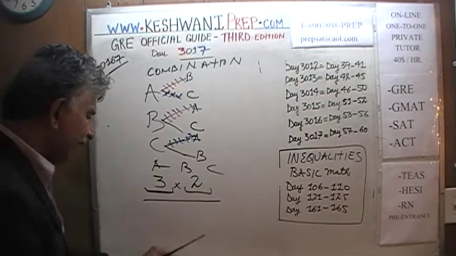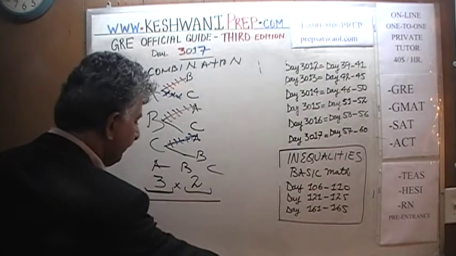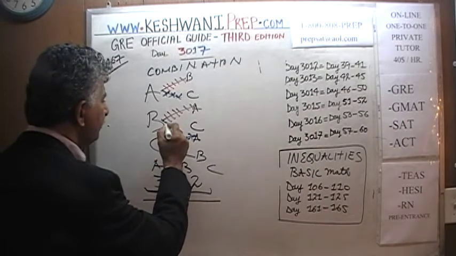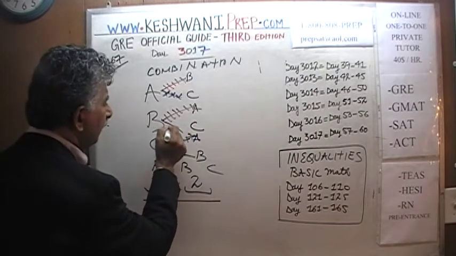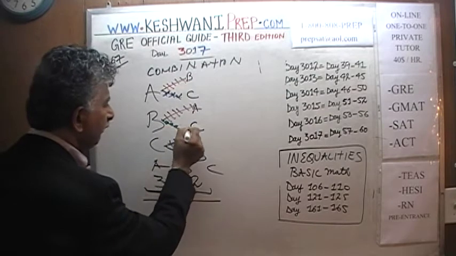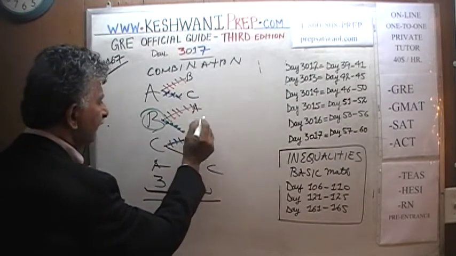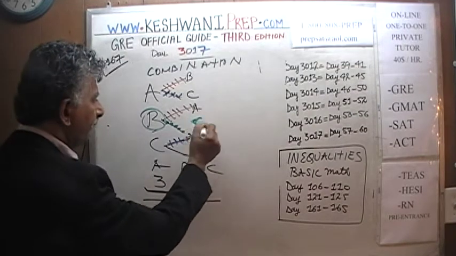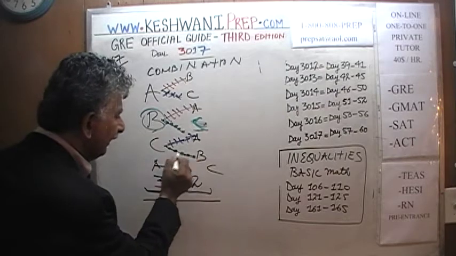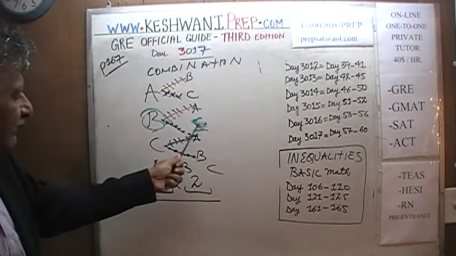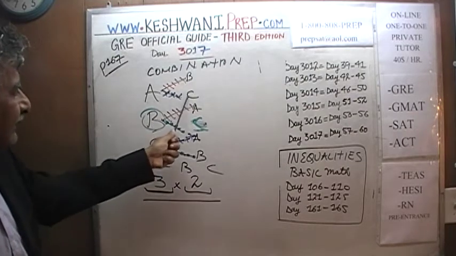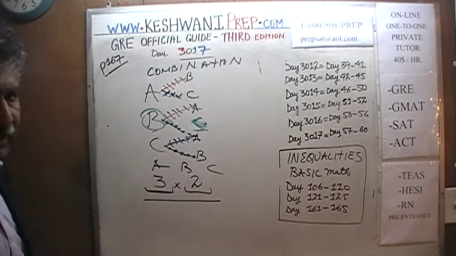It's the same thing. They are the same two people. And finally, once we have chosen B and C, what can we do? We cannot count C and B as another one. They are the same thing. B, C is the same as C, B. B, A is the same as A, B. A, C is the same people as C, A.